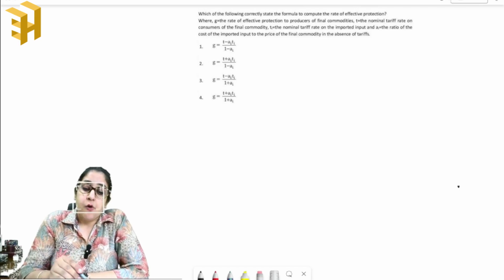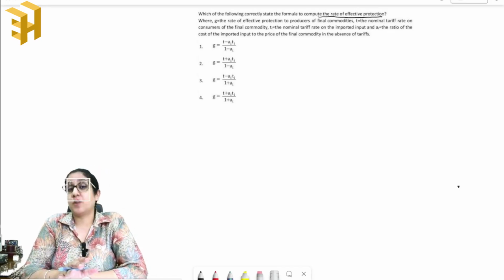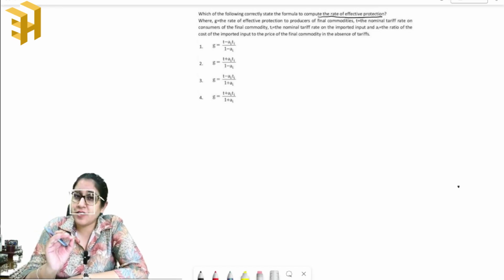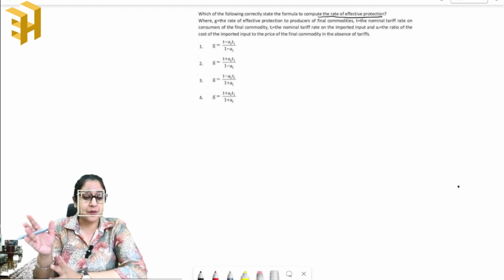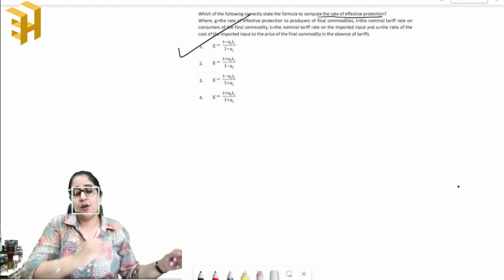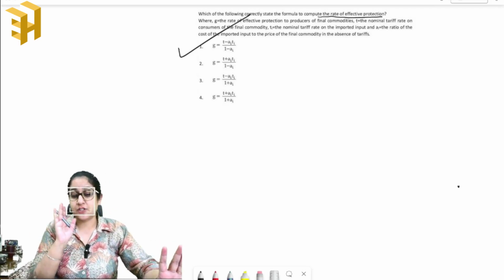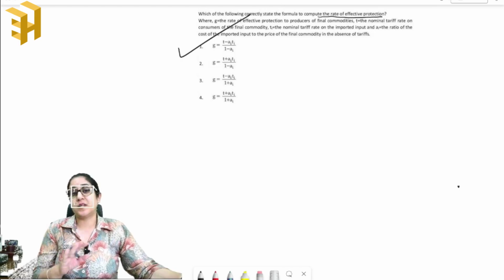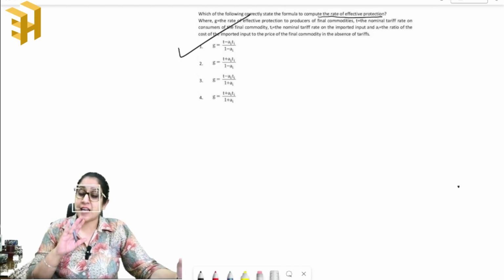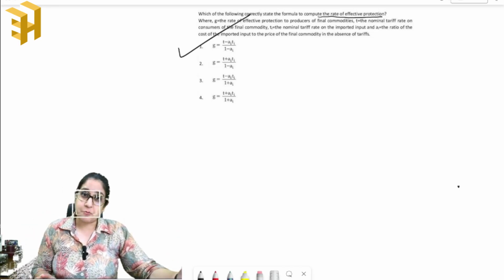Next question. Which of the following correctly states the formula to compute the rate of effective protection? Now this is a direct formula. The formula is clearly and explicitly mentioned in the study material. So if I read the study material properly, I can instantly answer it to be option 1. Right? So no thoughts, nothing extra, straight away coming to the answer. Okay? So please go through the material thoroughly. It has everything clearly mentioned, and very important things from the examination point of view.